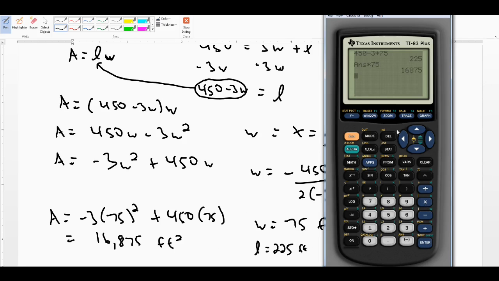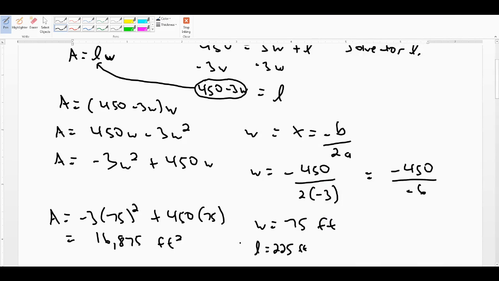So there's two different ways of finding the maximum area. The reason why I did that is because sometimes the question asks for the dimensions, and so that's how you find the dimension. And that's it.